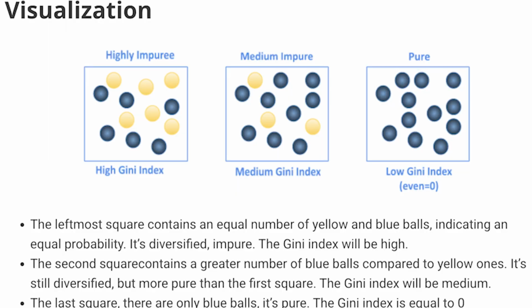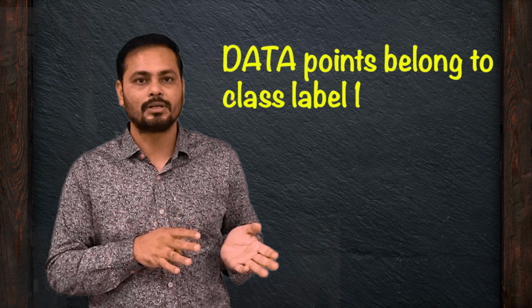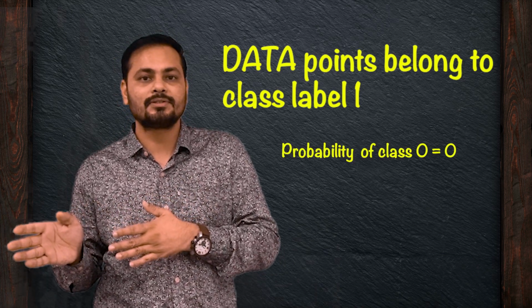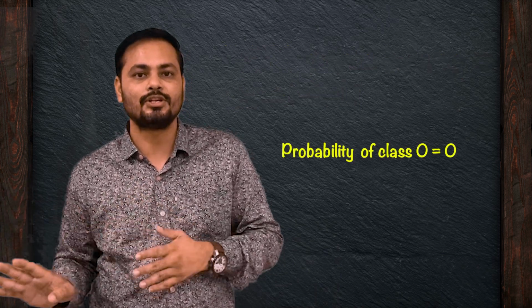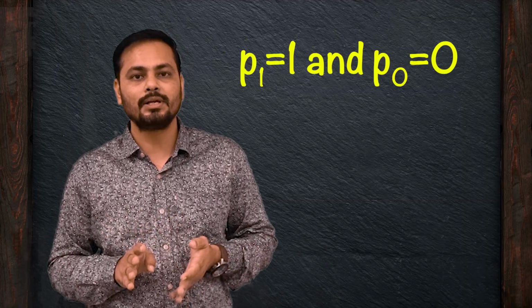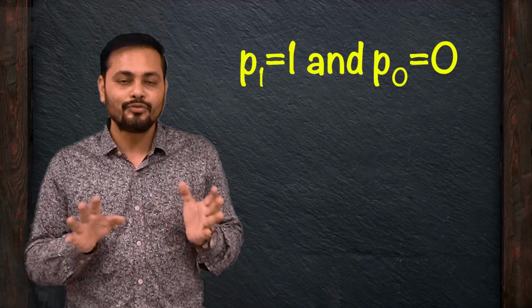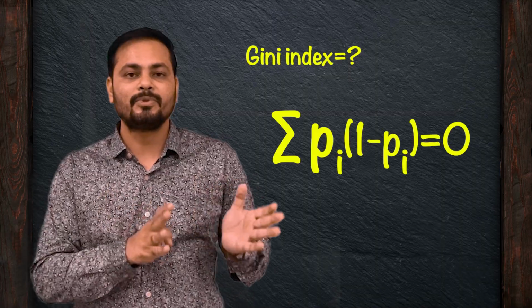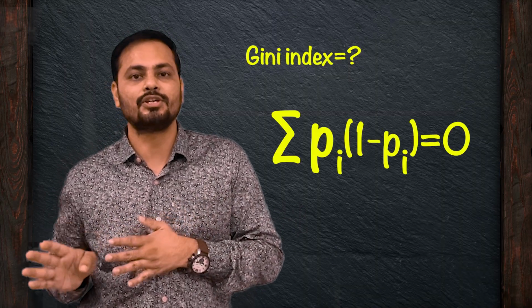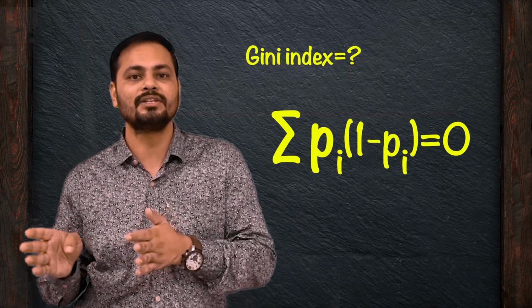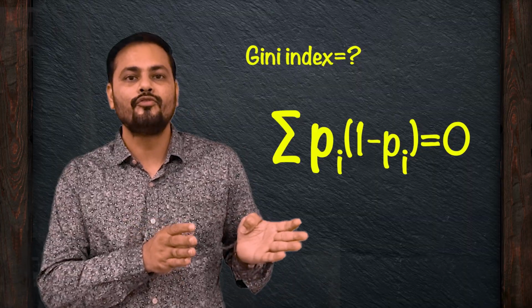Suppose you have two different classes of data points. If the data is completely homogeneous, it means the data points belong to only class 1, or class label 1. Then the probability of finding data points related to class 0 will be 0. It means that P1 is equal to 1 and P0 is equal to 0. So if you calculate the Gini Index in this case, the summation of p_i times (1 minus p_i) will be 0. It means that if the data is completely homogeneous, the value of the Gini Index will be 0, in this case the lowest. Now let's move to entropy.